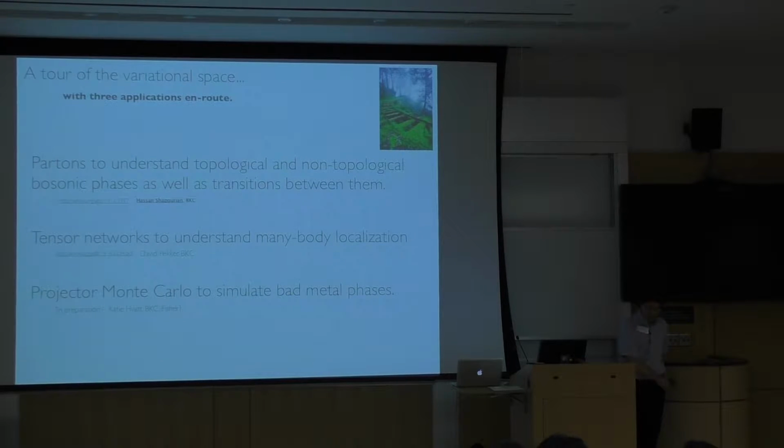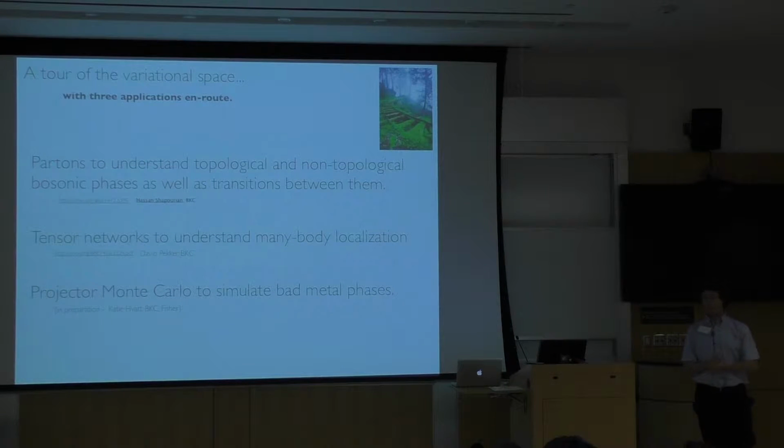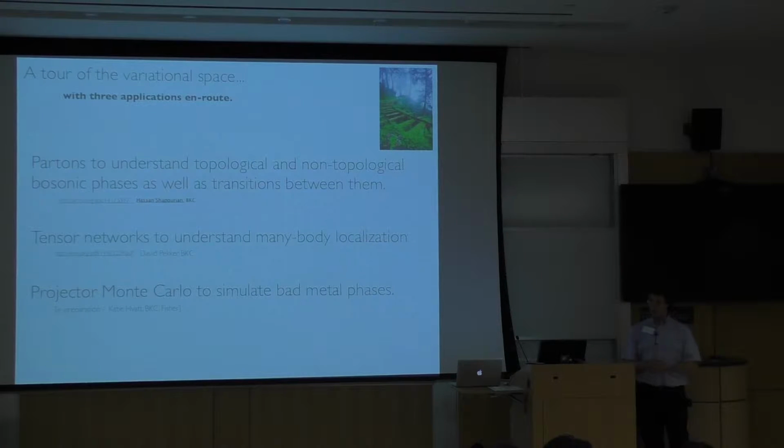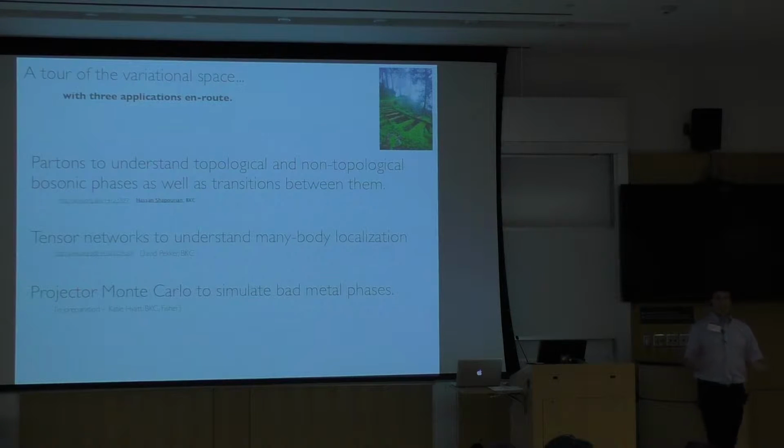Okay, excellent. So what's going to be the outline for the next 2 days? Well, the outline is really going to be a tour of the variational space. And as we tour different classes of variational ansatz, we're going to stop at 3 particular applications. The first one is we're going to think about partons, and how we can use partons to understand phase diagrams with both topological and non-topological phases in it, bosonic phases, as well as compute things like critical exponents between them. So that'll be our first application stop.